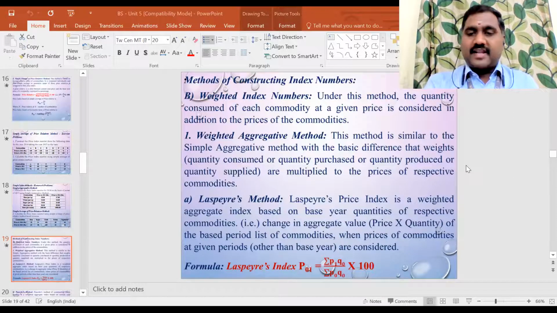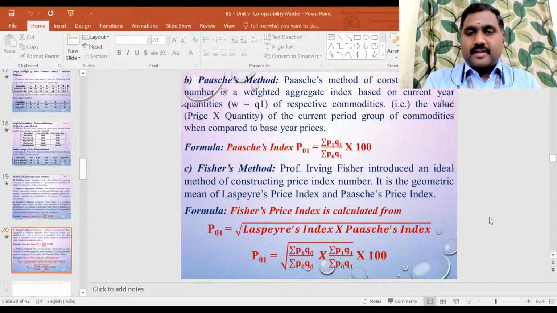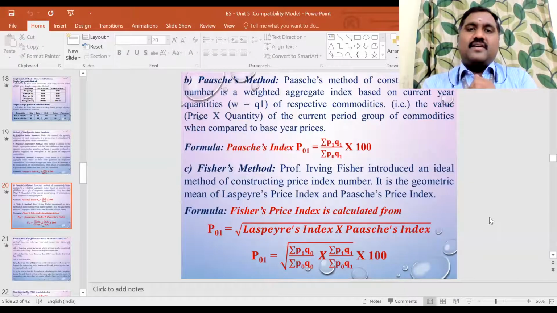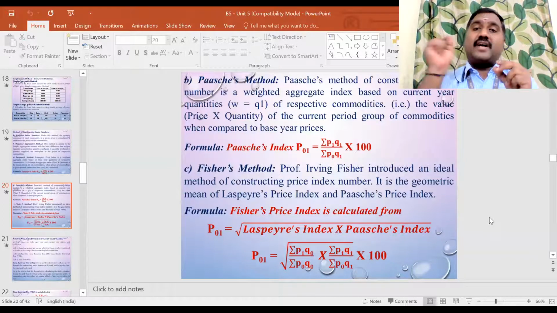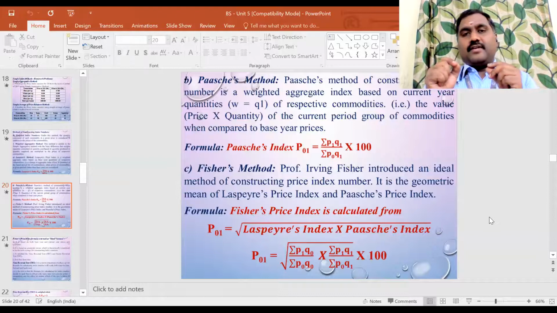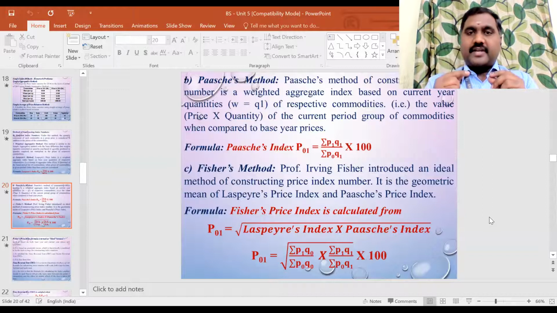Okay, the formula is there in the slide. Please make a note of it. This is what we worked out yesterday, right? And then the second method is Paasche's method. Again, same base formula. If you multiply the quantity of the current year, that is Q1, in the numerator and the denominator, that is Paasche's method. Is it clear? Under these two methods, yesterday we solved the problem.